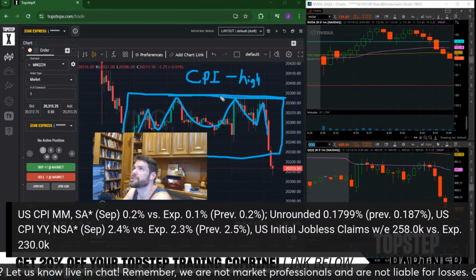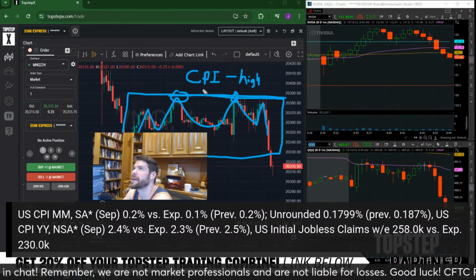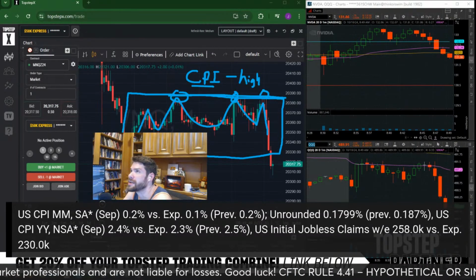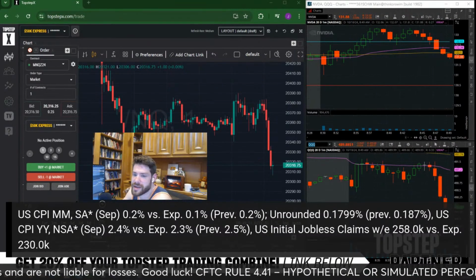Once we get this triple top up here, my bias is automatically from CPI on the downside. Once we get this triple top, it's like, okay, it's probably going to break on the downside now. And so that's kind of how we saw it.